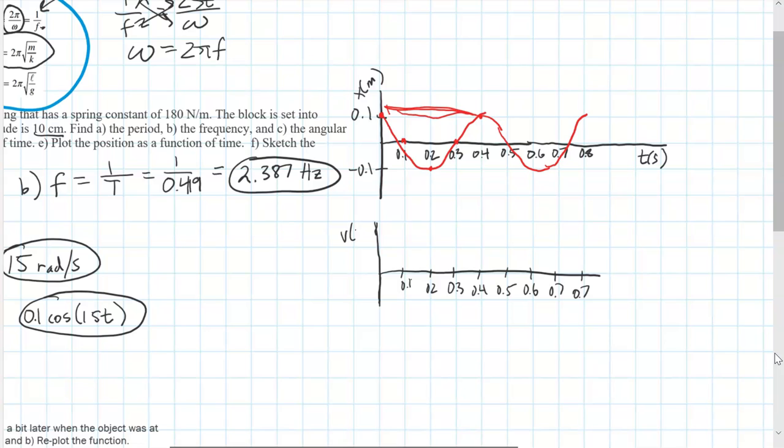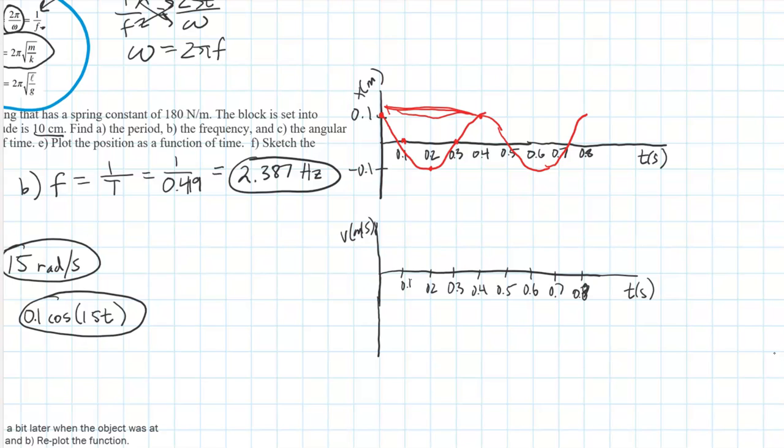And this is going to be velocity, which is in meters per second, and then the time, which is in seconds. So I'm not going to worry about labeling my y-axis here because it does say to sketch. The only reason I labeled my x-axis here is because I wanted it to be on the same scale in terms of time as the position function.